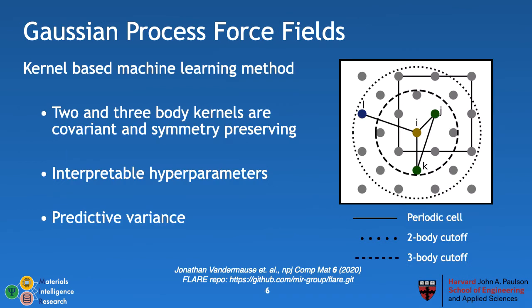As a kernel-based machine learning method, Gaussian process regression requires us to define a similarity metric between inputs to make predictions. To this end, we consider the atomic environment of our coarse-grained sites and compare the distances between pairs and triplets within two sets of cutoffs. These kernels give covariant and symmetry-preserving force fields, and they have the added benefit of having interpretable hyperparameters. By making predictions with a Gaussian process, we'll further have access to predictive variances that will enable principled active learning.